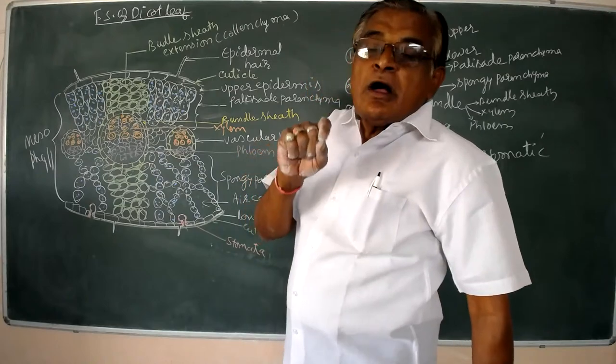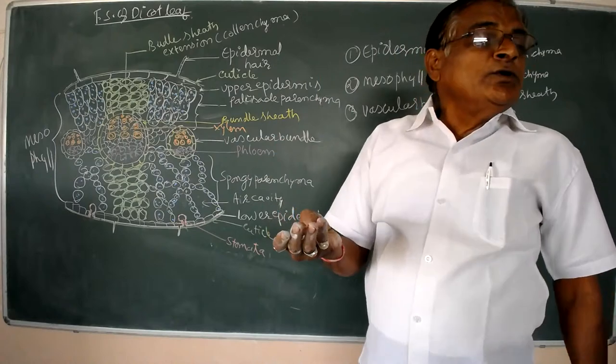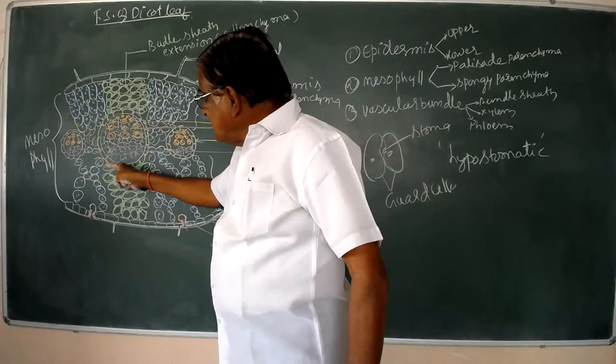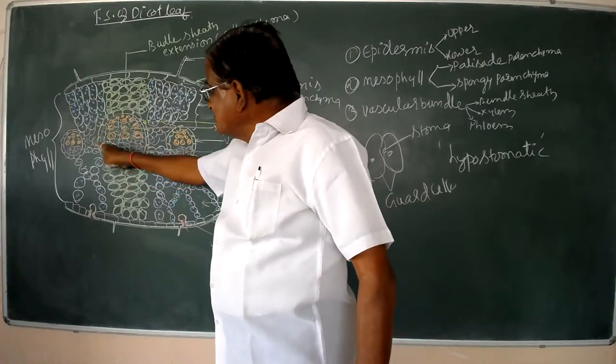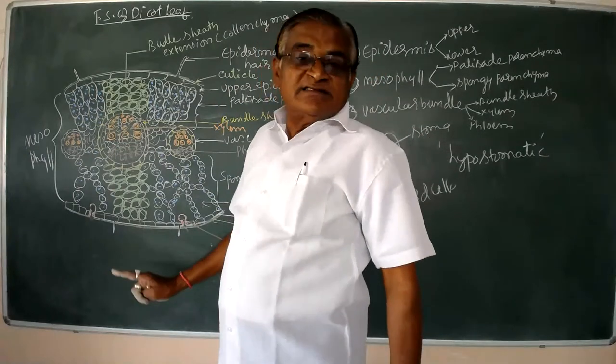The phloem is also composed of all four components, that is the sieve tubes, companion cells, phloem parenchyma, and phloem fiber. The entire vascular tissue will be enclosed by a special tissue, which we call the bundle sheath, which is parenchymatous in nature.